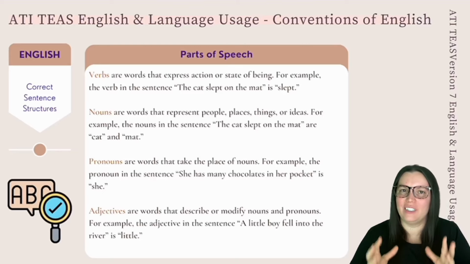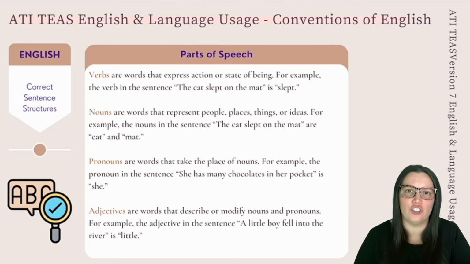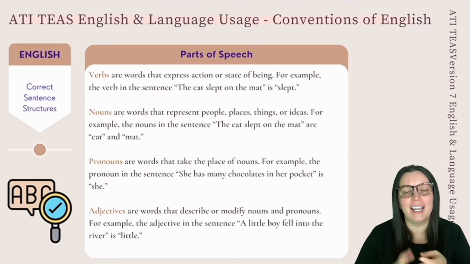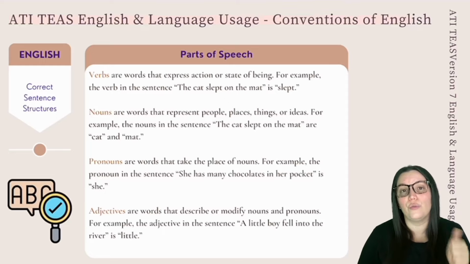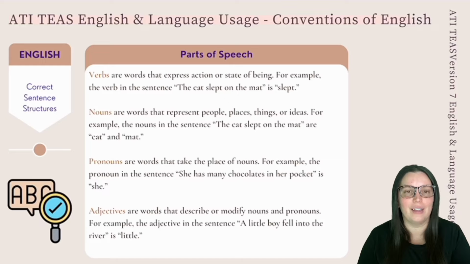So there are many different types of parts of speech. Specifically, there are eight that are going to be on the ATIs that you need to know: nouns, pronouns, verbs, adjectives, adverbs, prepositions, conjunctions, and interjections. So we begin with verbs. Verbs are words that express action or a state of being. So for example, the verb in the sentence, "The cat slept on the mat," would be slept. That is what the cat is doing.